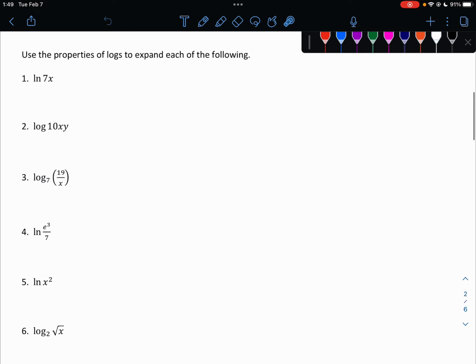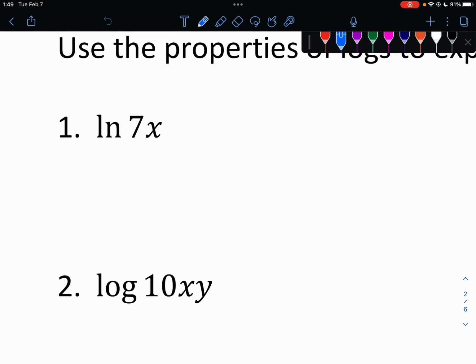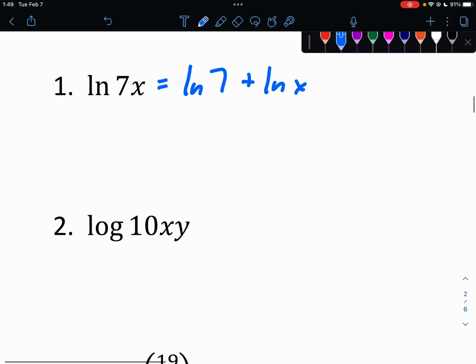First one says use the properties to expand each of the following. So the directions a lot today are either going to be expand or condense. All right, so this first one is expand. So ln of 7x. We can rewrite this as ln of 7 plus ln of x. Both 7 and x are in the numerator, so they both get positive logarithms.